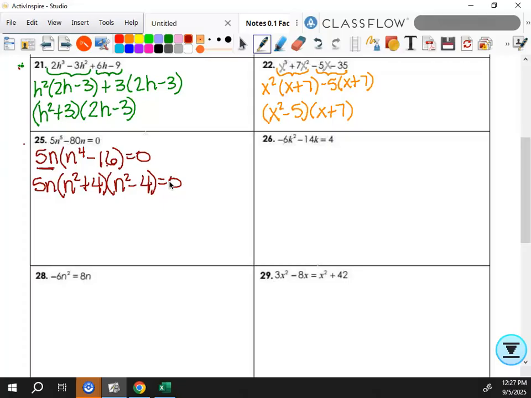Can I factor some more? Yes. This guy's still along for the ride. Can I factor this anymore? No. So then he's along for the ride too. N squared plus 4. And then this is a difference of squares. So that's going to give me n plus 2 times n minus 2 equals 0. Can I factor anything anymore?